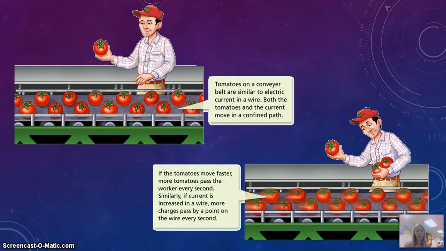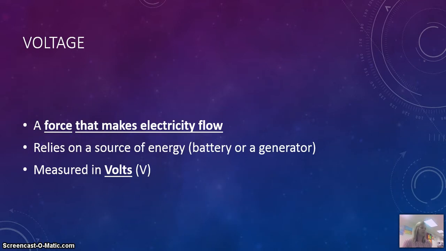Here it's showing tomatoes on a conveyor belt. Those tomatoes are somewhat confined on the conveyor belt, so you have them moving in a straight path, all going in the same direction. You can speed up that conveyor belt or you can keep it slow. At one point along that conveyor belt, possibly where that man is standing, if it's going slower, there are fewer tomatoes passing him every second. If it's going faster, there are going to be more tomatoes that pass him every second. That's just a different way of thinking about electrical current.